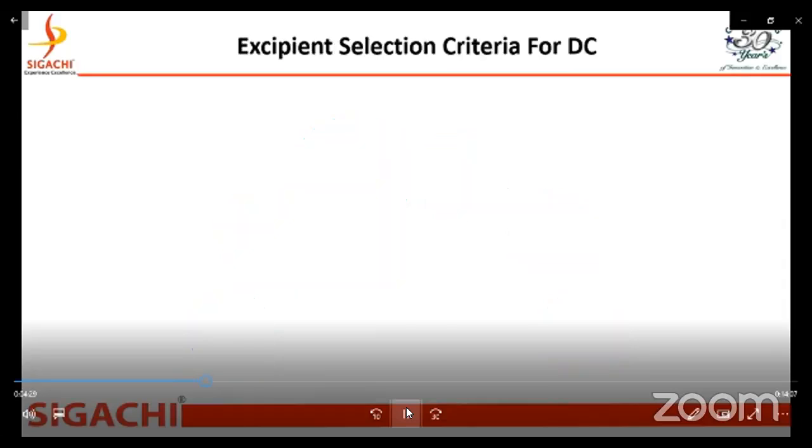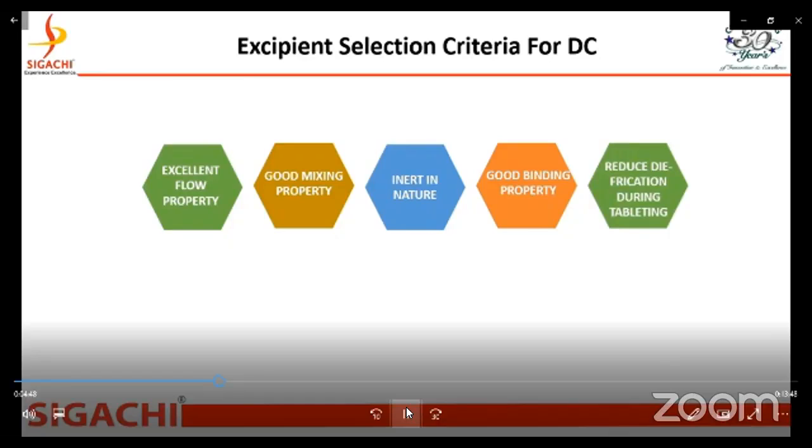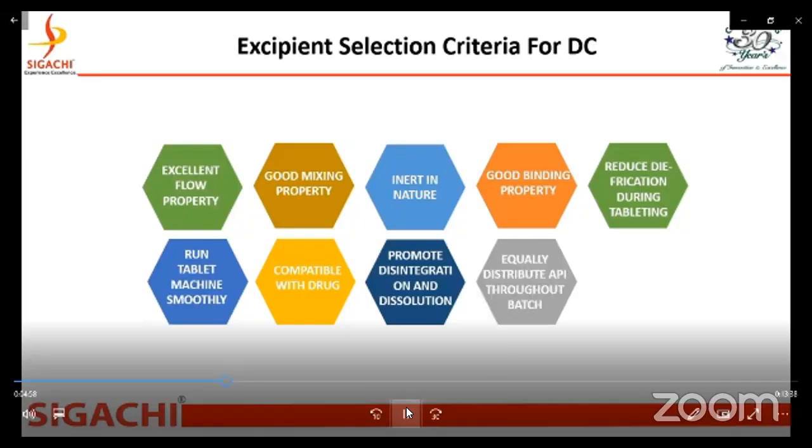Selection of excipient. The selection of excipient is vital in the design of a quality drug product. Excipient and their concentration in a formulation are selected based on excellent flow property, good mixing property, inert in nature, good binding property, reduce die friction during tableting, tablet machine run smoothly, compatible with drug, promote disintegration and dissolution, equally distribute API throughout batch, and protect the drug from the moisture, etc.